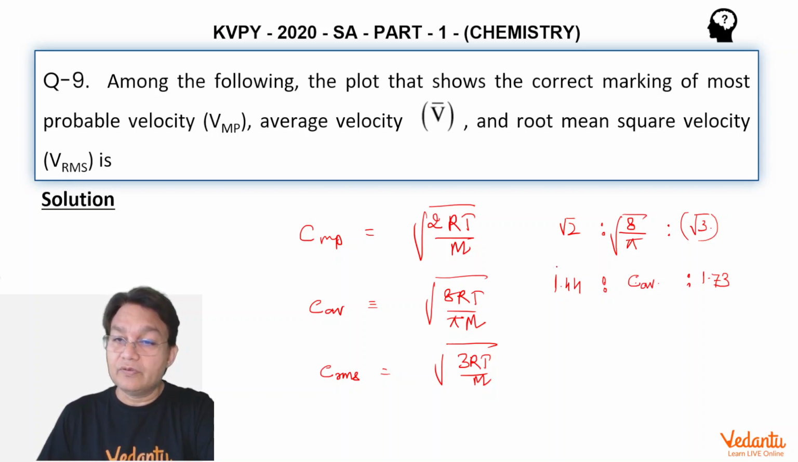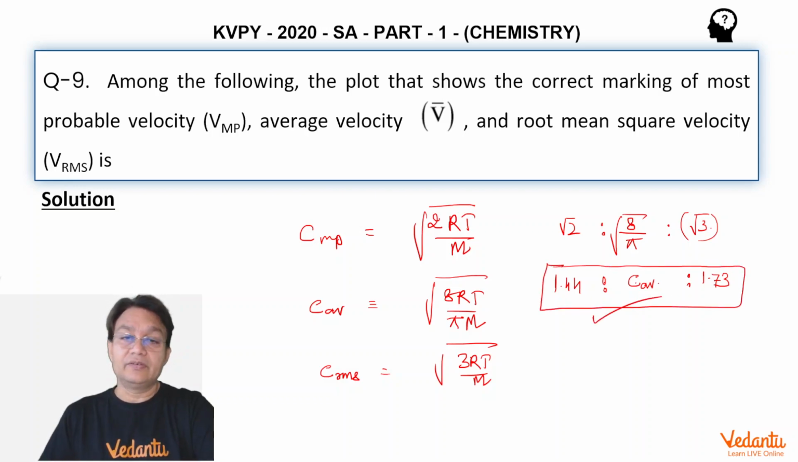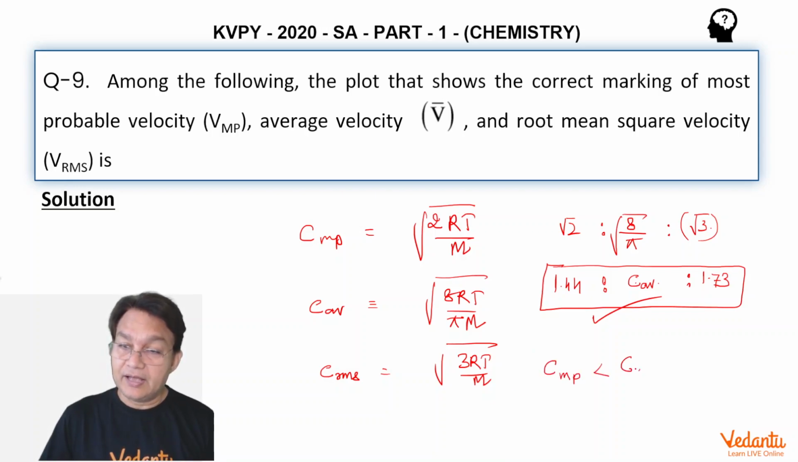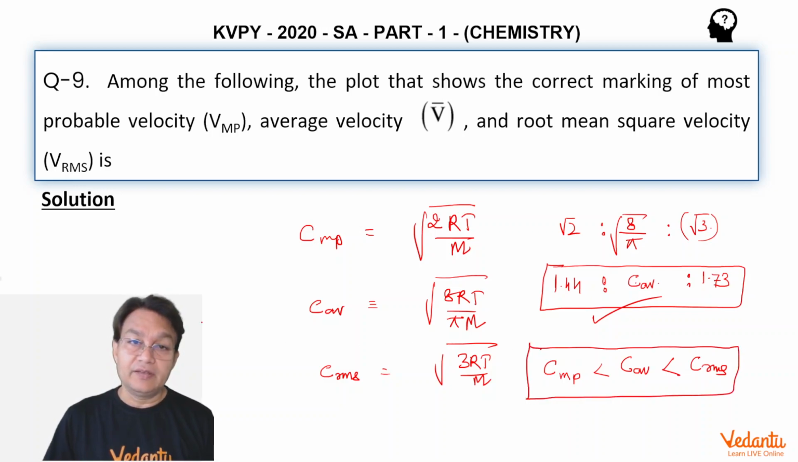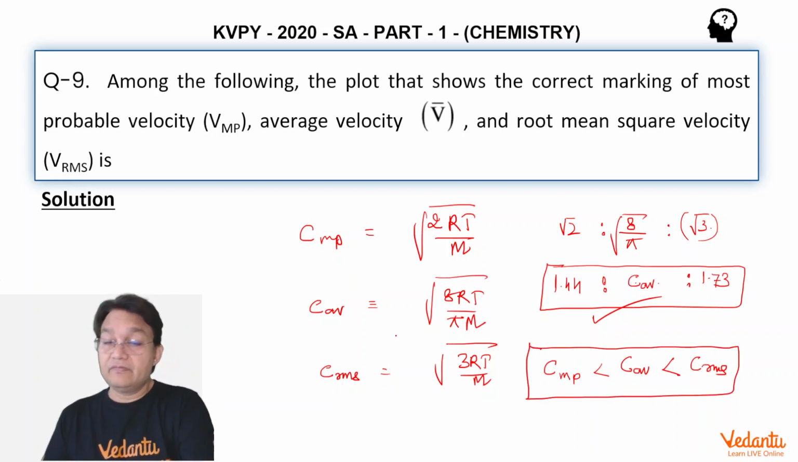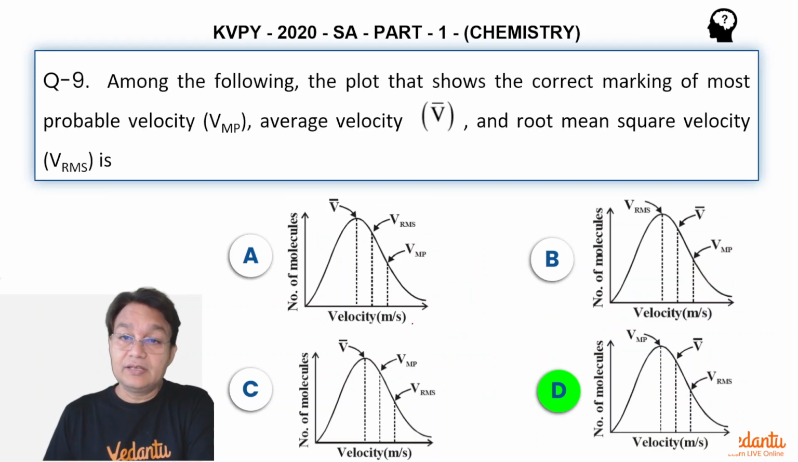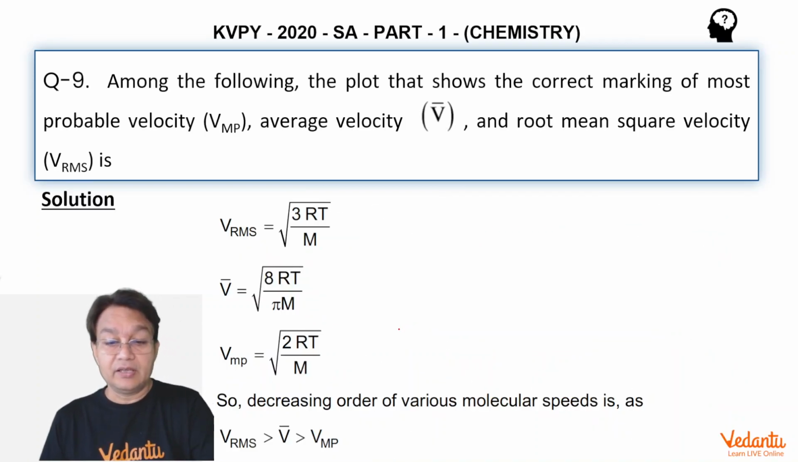So that's the order of the velocities. So we can say that C most probable will be less than C average, which will be less than C RMS. So by knowing this theory, we can give the answer, or otherwise, if we forget about these things, then obviously from the basic funda we can get the answers.